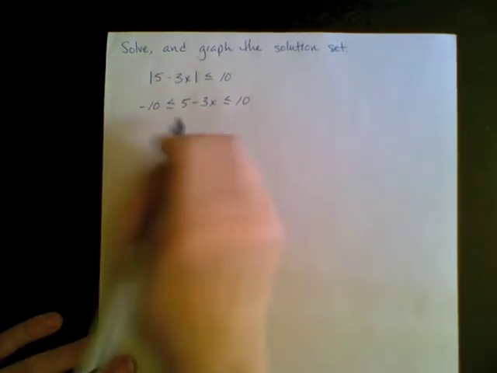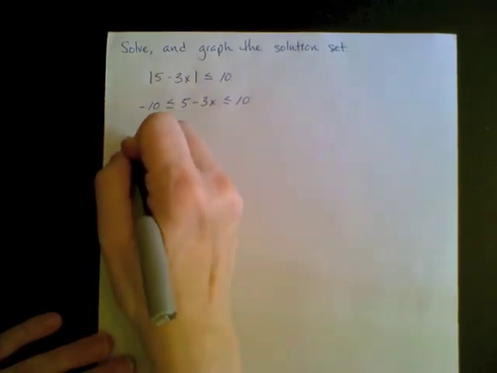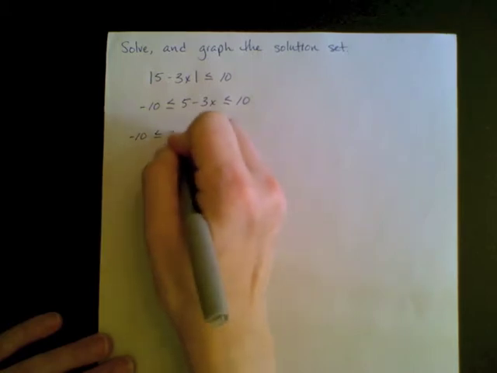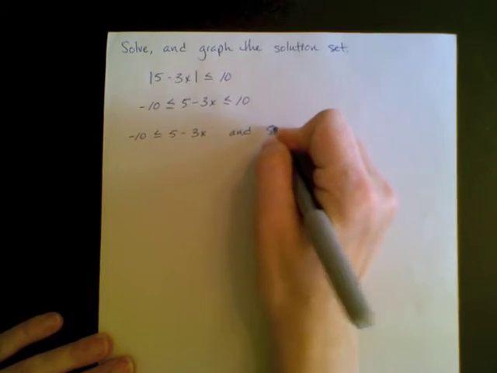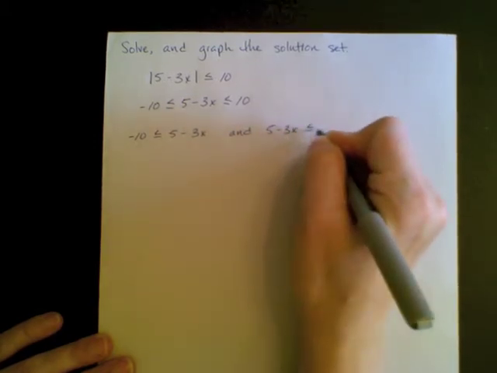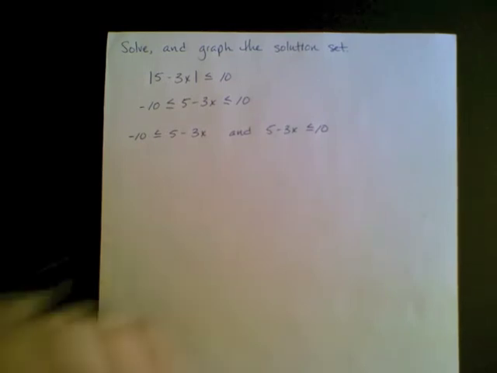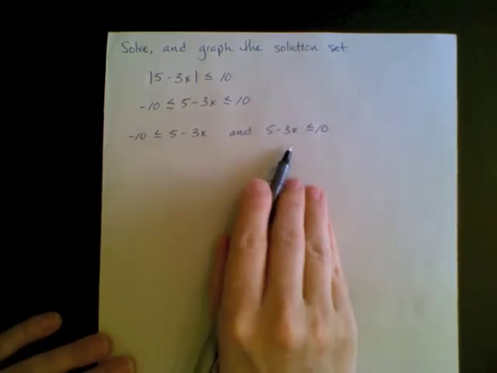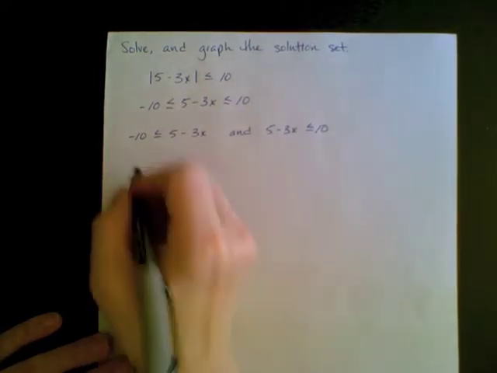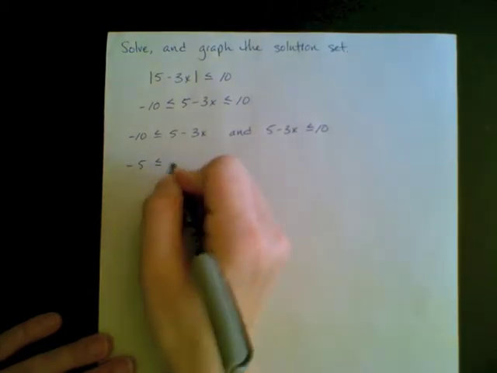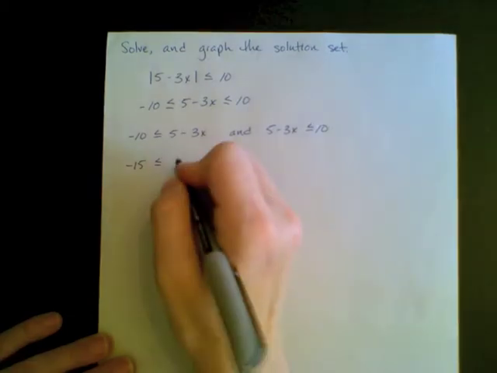Now, it is perfectly possible to work this all at once, but when people are first starting out, I find sometimes they make fewer careless mistakes if we break it up into the two inequalities that compose this one. So we subtract 5 from both sides, subtract 5 gives us negative 15.